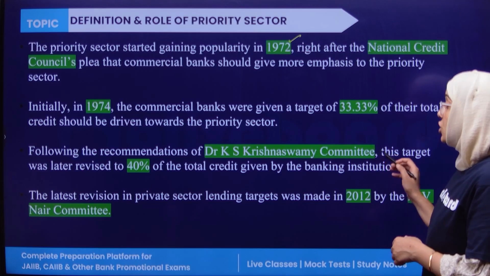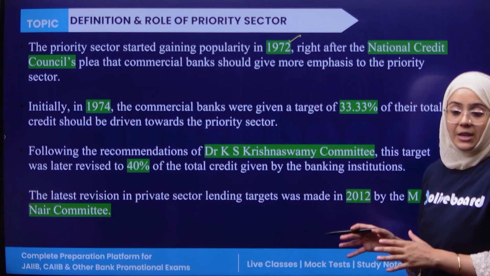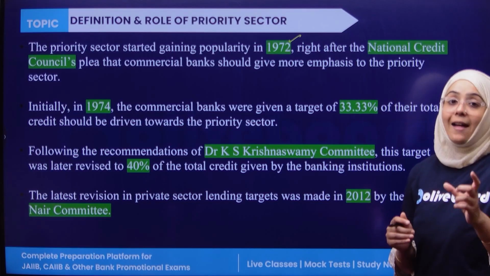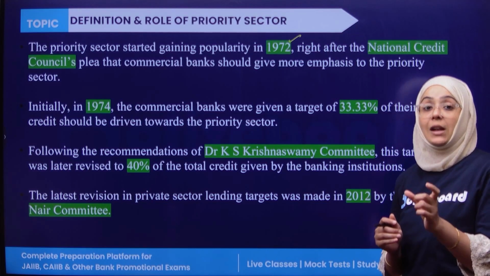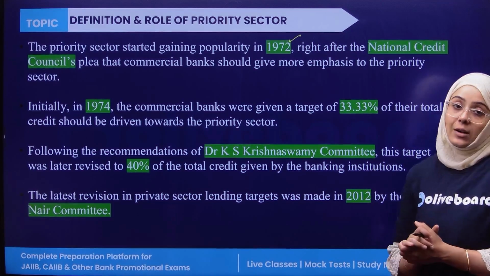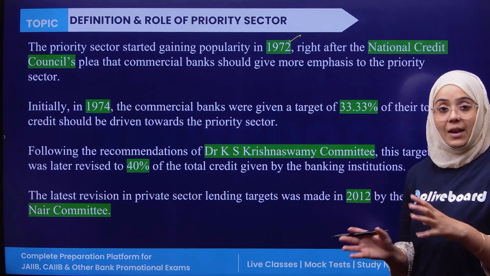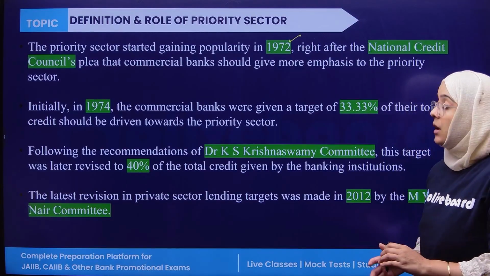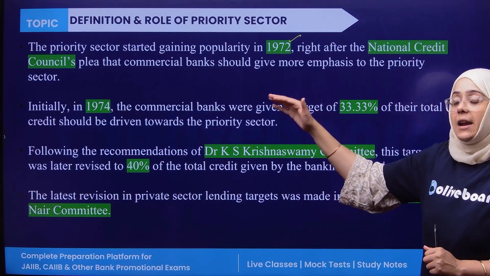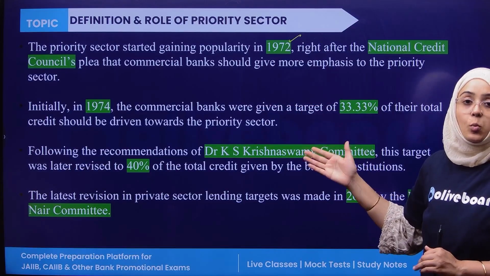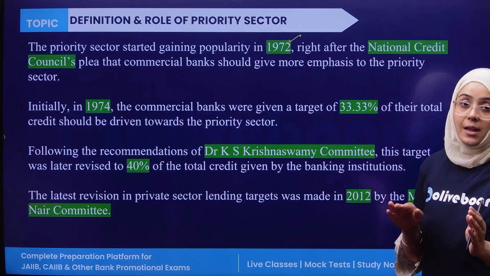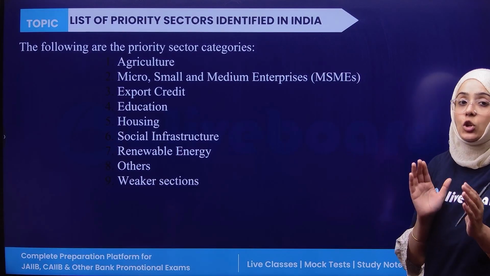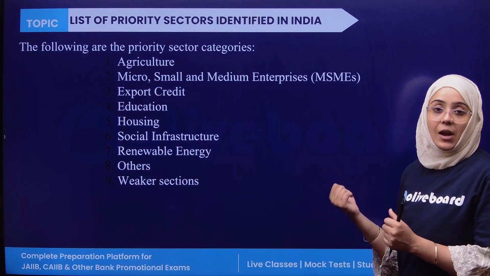But after the recommendation of the Krishnaswamy Committee, this has been revised and the target has been given as 40%. Now every bank has to give 40% of their total credit as loan to the priority sector. The very latest revision has been done by the MV Nair Committee. So initially the target was 33.3%. Then after the Krishnaswamy Committee's recommendation, it was 40%. Then after the MV Nair Committee's recommendation, the target is a different percentage in different priority sectors. We will be discussing it in detail in the coming slide, right?